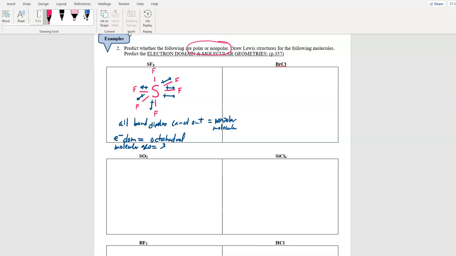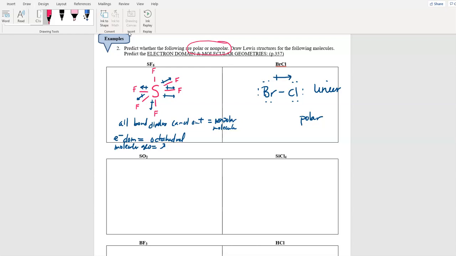What if I had BrCl? Just 2 atoms, 2 halogens bonded together. For Br and Cl, bromine's electronegativity, I know it's like 2 point something. I don't have this value, but I know chlorine is more electronegative. So because of that, we actually have a dipole moment going towards the chlorine. And that's it. You only have 2 atoms. So the shape is definitely linear. And because of that dipole moment not canceling out, they're only going in one direction, that molecule will still be polar in the end.